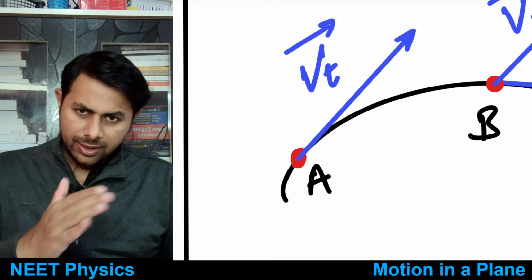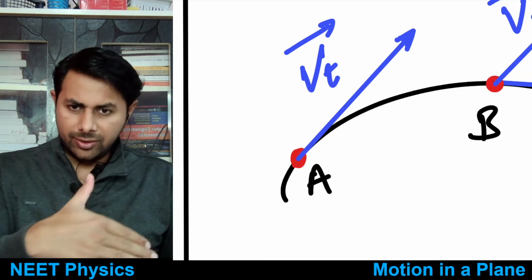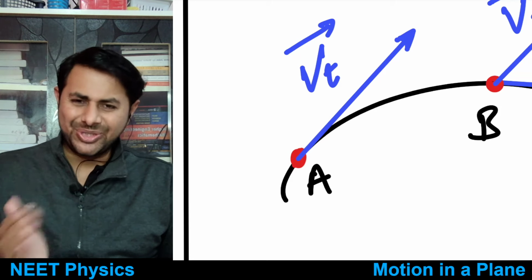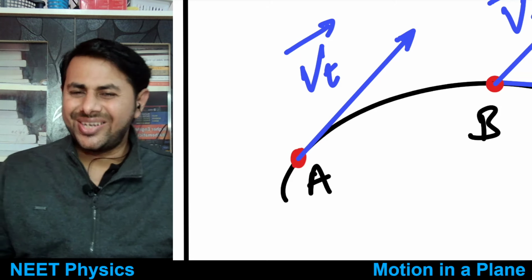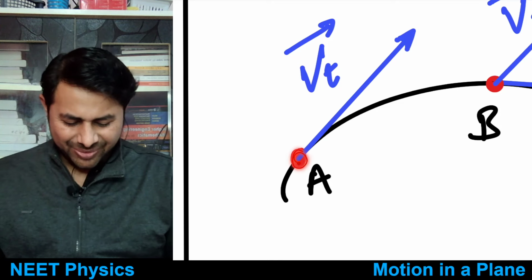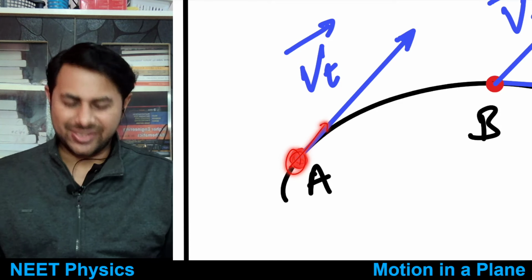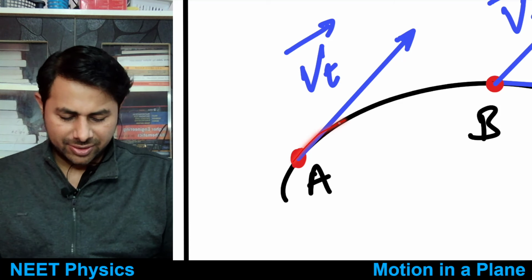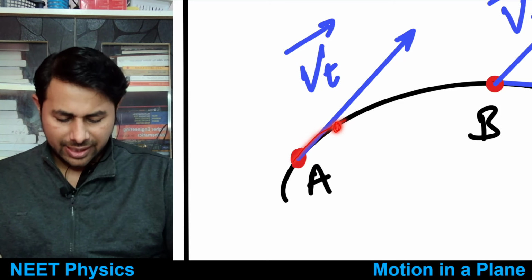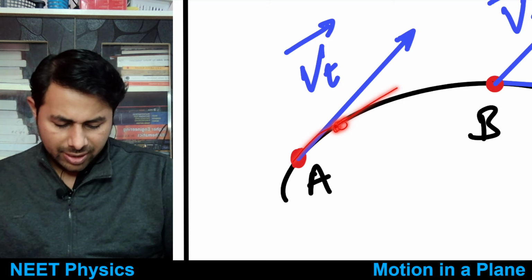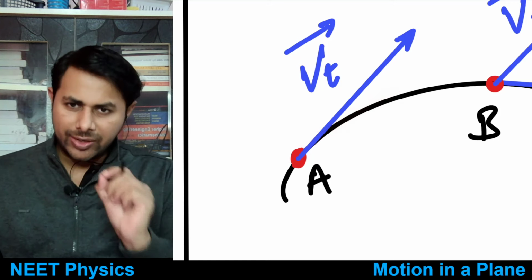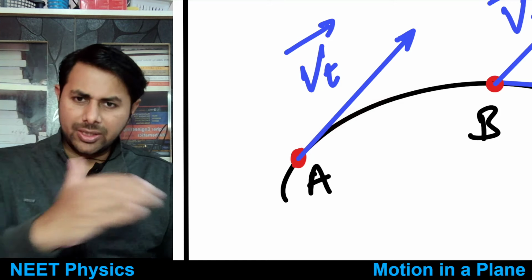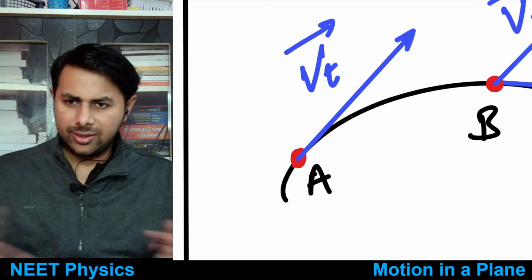Okay, then it's curving. Its path is curving, but at this moment it's moving in this direction. Then after a little bit of time it curves like this. So if you want to find out its velocity at this point, it will be moving in this direction for very little time. Then it keeps on curving. Okay, this thing is clear.